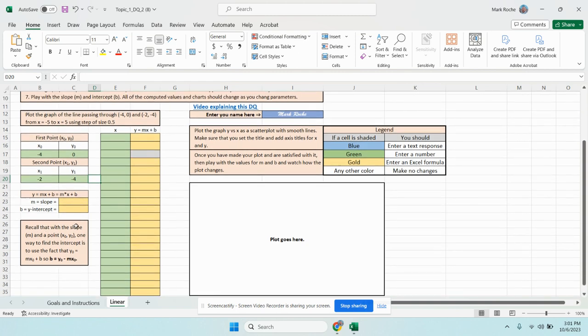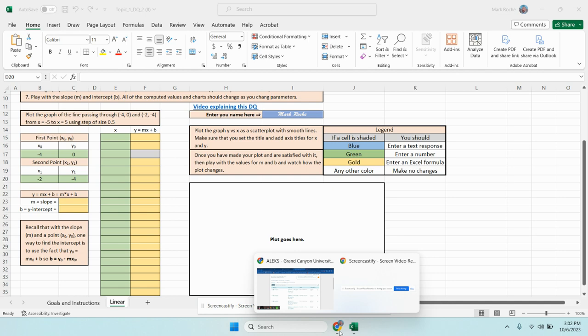So this says recall that the slope m and a point. One way to find the intercept is to use the fact that y0 is equal to m times x0 plus b. So this gives us the formula to find the y-intercept. This says just take y0 and subtract m times x0. Well, that means we need the slope first. So let me pause this real quick and pull up a screen so I can write.